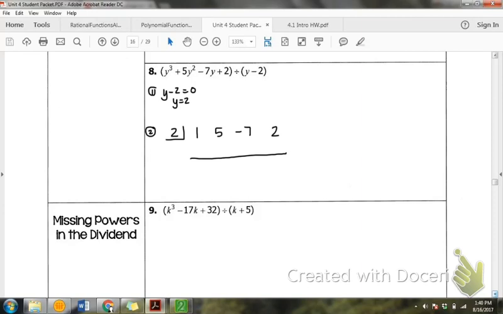Okay, what drops down first always? That first number always drops down. 1. 2 times 1 is 2. And then what do we do with the 5 and the 2? Add them. Good. Add them to get 7. And then I do 2 times 7 is 14, and then I add. -7 and 14 is 7. Multiply again. 2 times 7 is 14, add them, and I get 16.